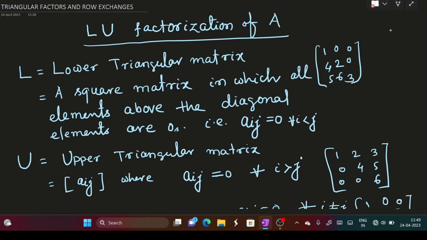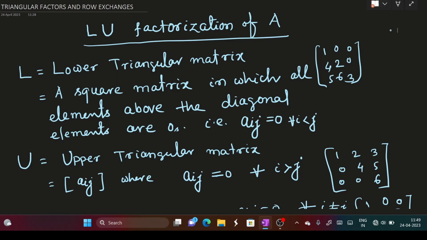Here, today we are going to discuss triangular factors and row exchange operations, and also some of the aspects and applications of elementary row operations. Before starting, we will have a discussion about what we mean by a lower triangular matrix.